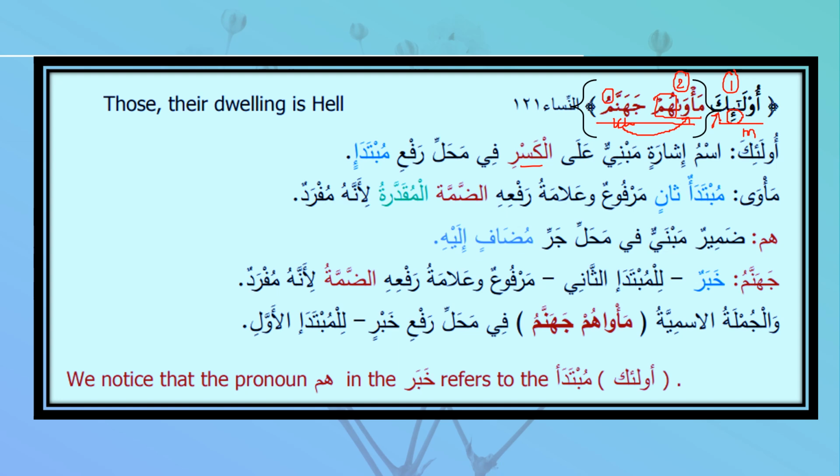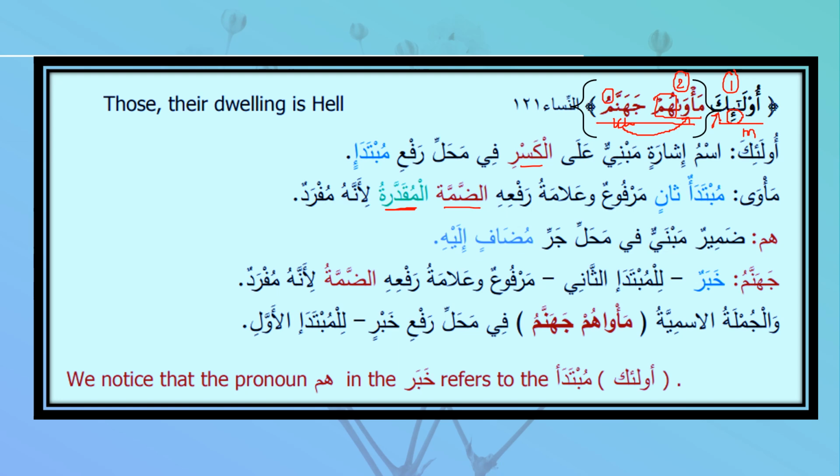Fi mahall raf mubtada. Ma'wa, the place of staying. Mubtada'un sanin. Marfoon, and it has noun. Now, it is in marfu case. How do you know it is in marfu case? Because it's in mubtada position and raf dhamma. But where is it? It's muqaddara. Why is it muqaddara?